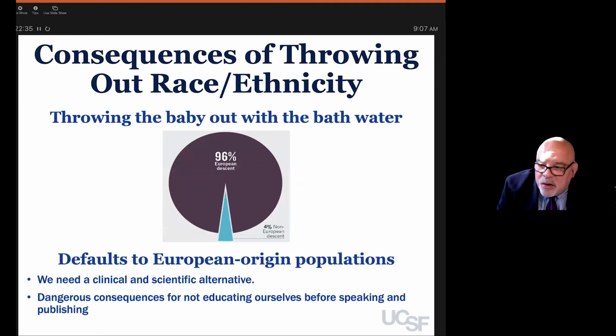The consequences of throwing out race and ethnicity is like throwing out the baby with the bathwater. If we throw out race and ethnicity, we will default to the dominant population, which as of today, and probably for the next several decades, is going to be European origin. So when someone says, let's throw out race from GFR, they're saying, let's use the white equation for everyone. We need to have a clinical and scientific alternative before we carte blanche throw out race and ethnicity. And again, we have dangerous consequences for not educating ourselves before speaking and publishing.